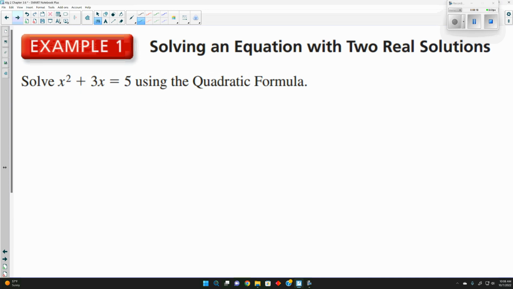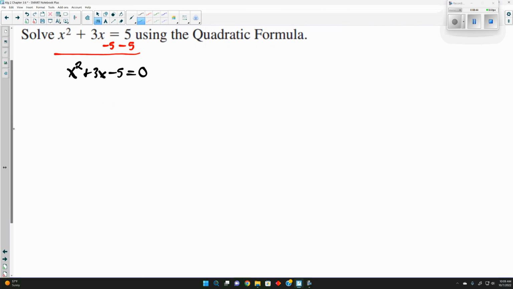So the first equation that we have is this here. X squared plus 3x is equal to 5. Whenever we use the quadratic equation, we need it equal to 0. Well, to make this equal to 0, we need to do what? We need to subtract 5 from both sides, which will tell us we have x squared plus 3x minus 5 is equal to 0. Questions on this so far?